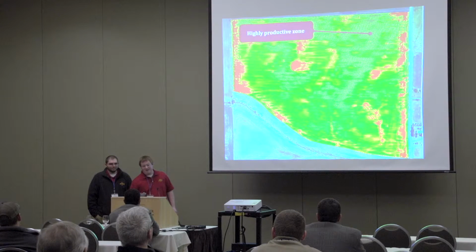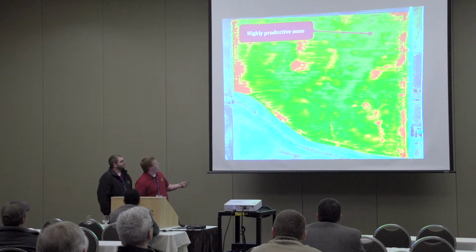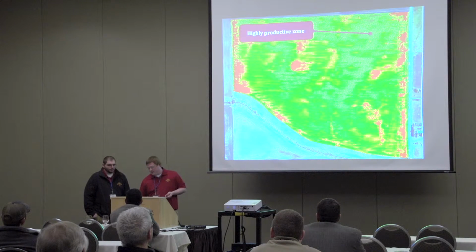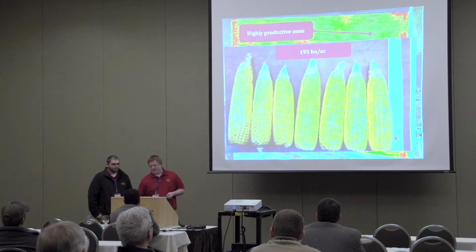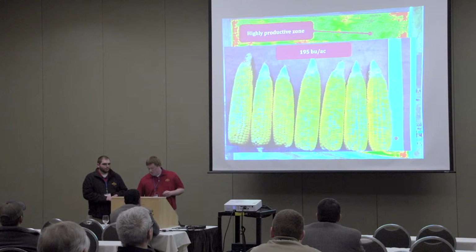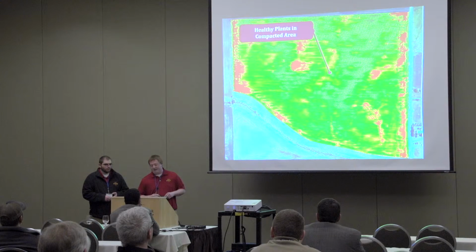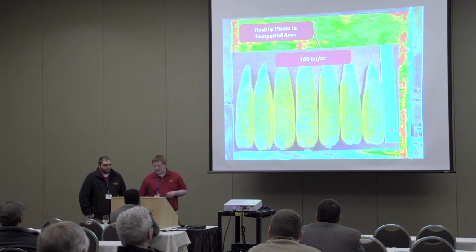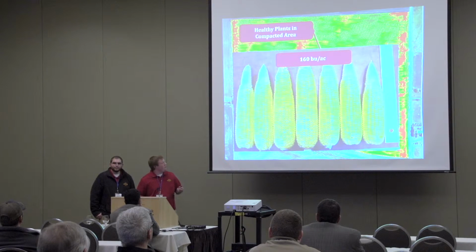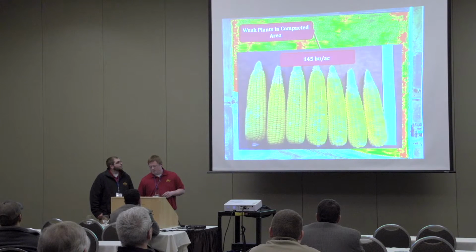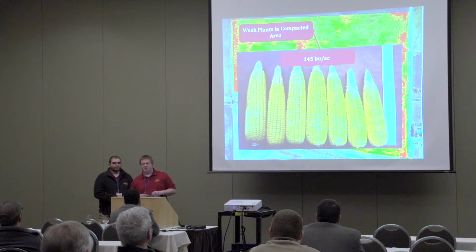So we did some ground truthing in this field. In the high productive areas, we went out and did some ear sampling. The high productive areas of the field averaged 195 bushels per acre. Then we went to the healthy plants in the compacted areas. That averaged 160 bushels an acre. Then we went to the non-healthy plants. That averaged 145 bushels per acre.